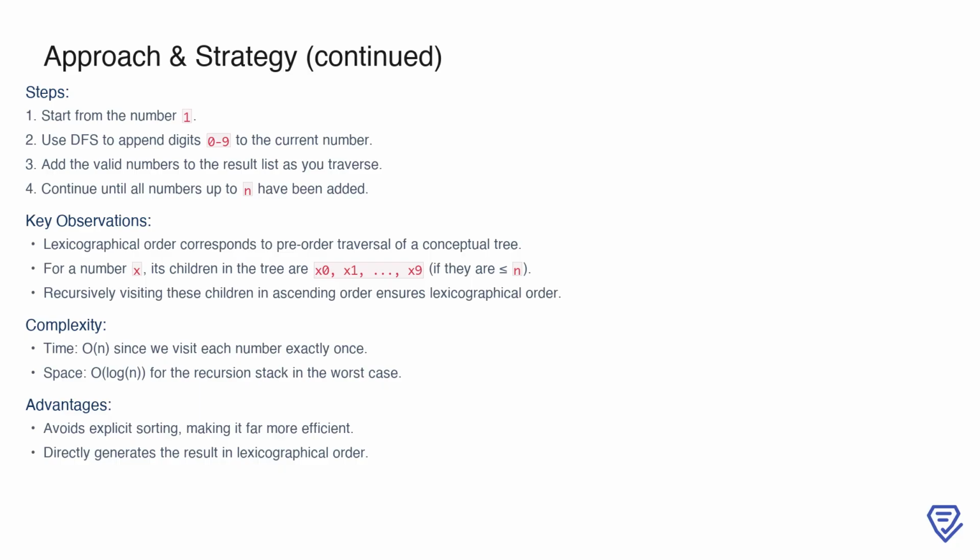The time complexity is O(n), as each number is visited exactly once, and the space complexity is O(log n), which accounts for the depth of the recursion stack. This approach avoids the need for explicit sorting, making it much faster than the brute force method.